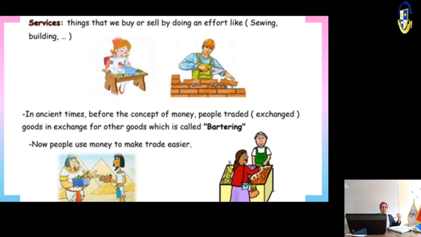While in the ancient times, before the concept of money, which we use now in trading. Trade is the exchange of goods, and we buy things and we give the man the money. But in ancient times, they didn't use money, but they were using bartering. Now people use money to make trade easier, okay? Next.